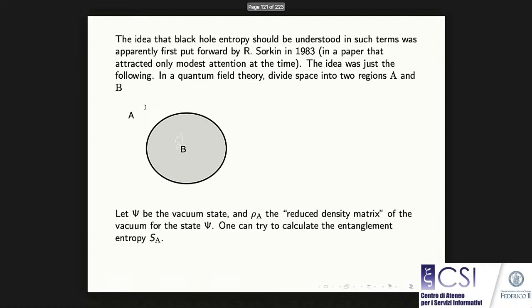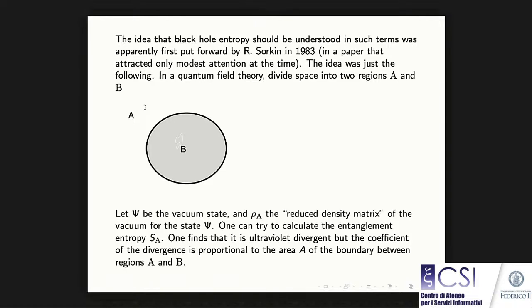You can try to calculate the entanglement entropy SA, and that's what Sorkin did in more detail in the second paper. You find it's ultraviolet divergent, but the coefficient of the divergence is proportional to the area A of the boundary between regions A and B.